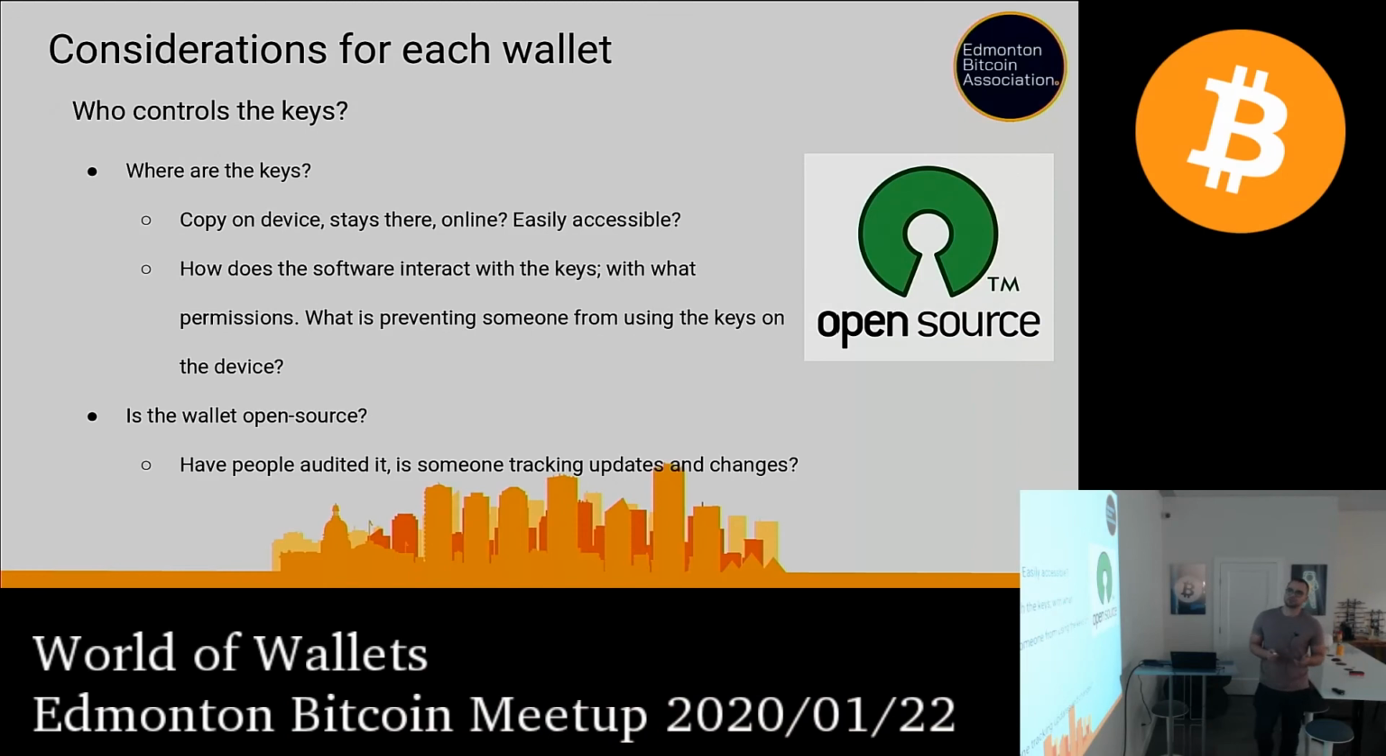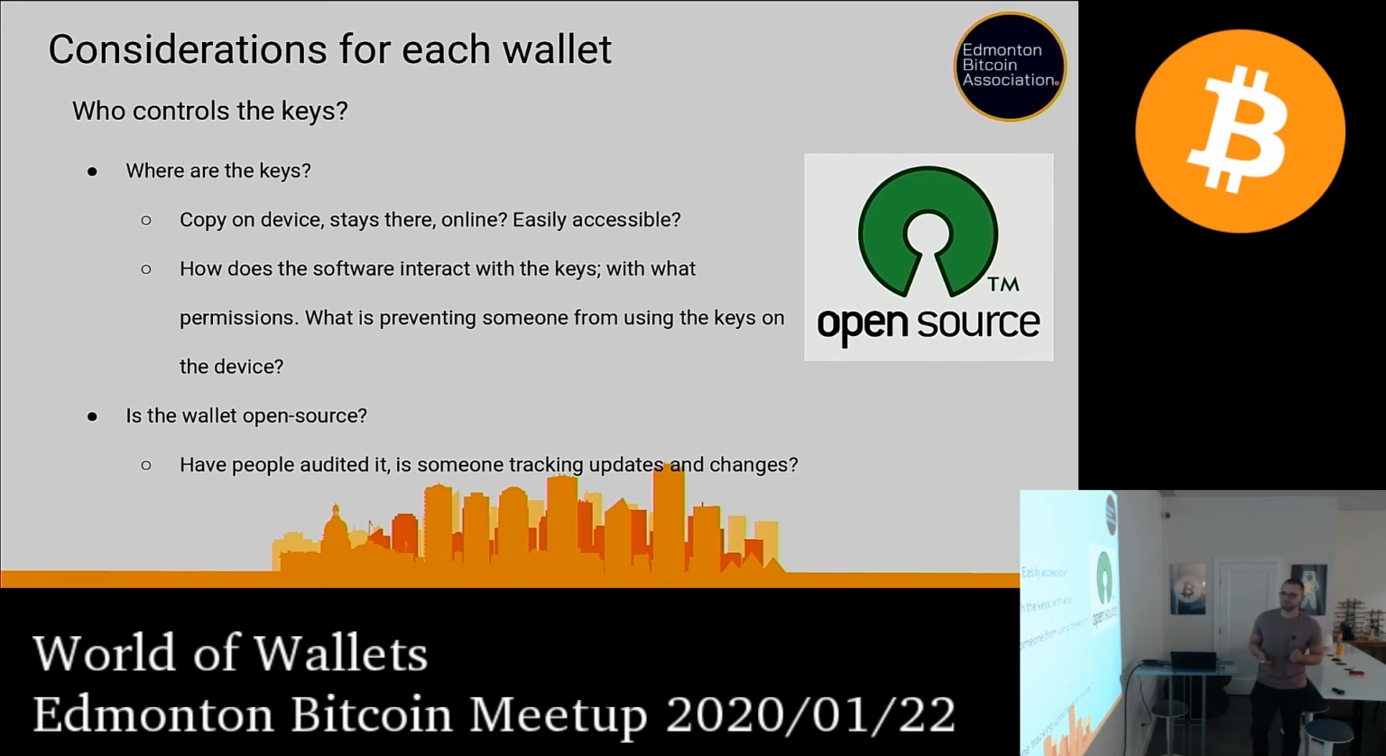Some considerations for each wallet. Who controls the keys? Where are the actual keys? Is there a copy on a device? Do those keys stay there online? Are they transmitted to some server? Are they easily accessible? What does the software actually do with the keys? What kind of permissions does it have? Really what you're thinking about is what is preventing someone from using those keys on a device and taking your Bitcoin?